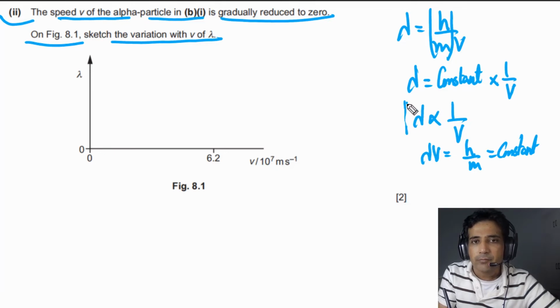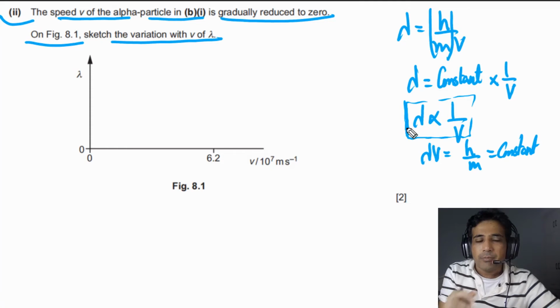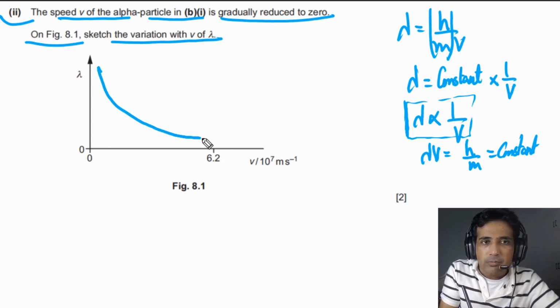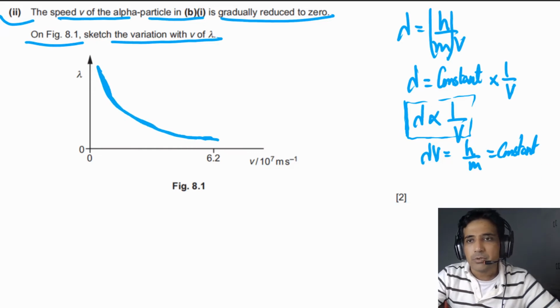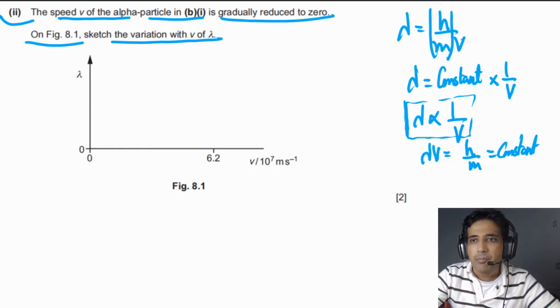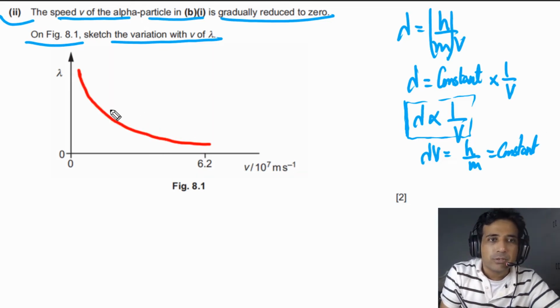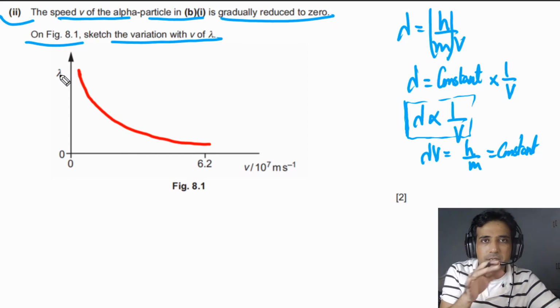From here we can find out the shape of the graph has to be a hyperbola. It means when one quantity is increasing, the other one has to decrease, and vice versa is also true. So this is how you can sketch the shape of the graph. So the shape of the graph has to be somewhat like this. So let me draw it in a proper way so you can get a better idea about this. This is how you can draw it in a proper way. So this is the shape of this graph, which means this is a hyperbola.